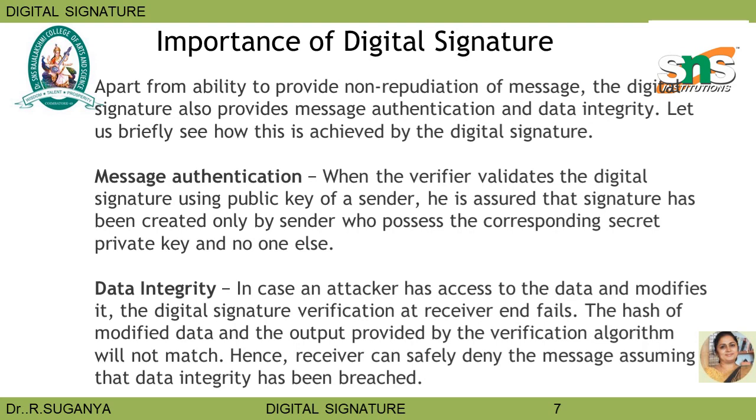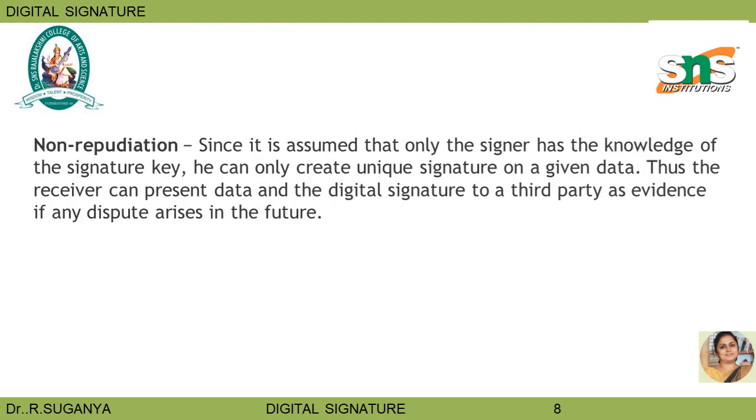Message authentication. When the verifier validates the digital signature using the public key of a sender, it is assured that the signature has been created only by the sender, who possesses the corresponding secret private key, and no one else. Data integrity. In case an attacker has access to the data and modifies it, the digital signature verification at the receiver end fails. The hash of the modified data and the output provided by the verification algorithm will not match. Hence, the receiver can safely deny the message, assuming that data integrity has been breached.